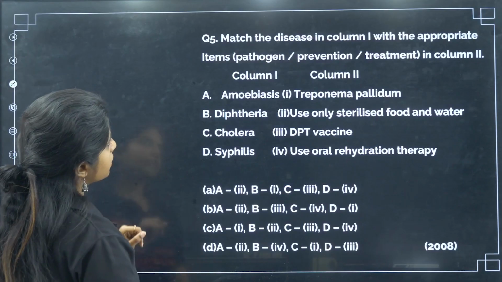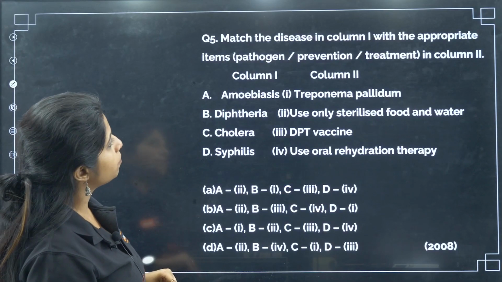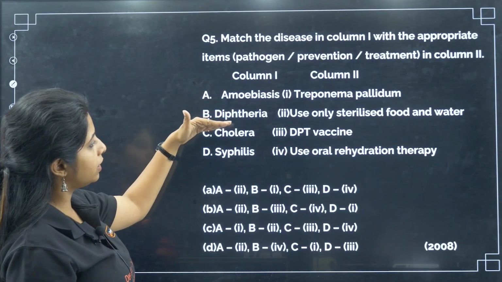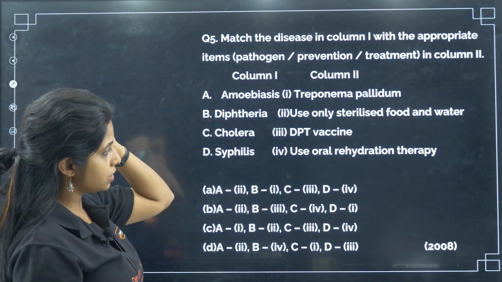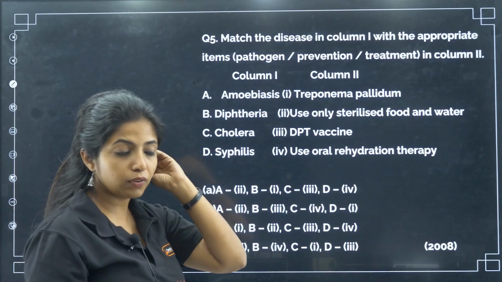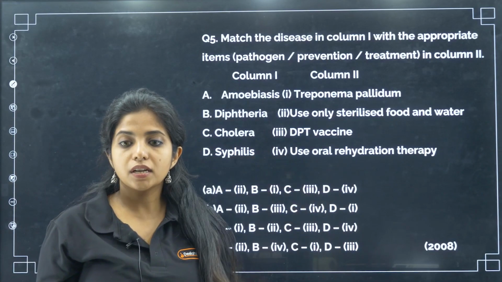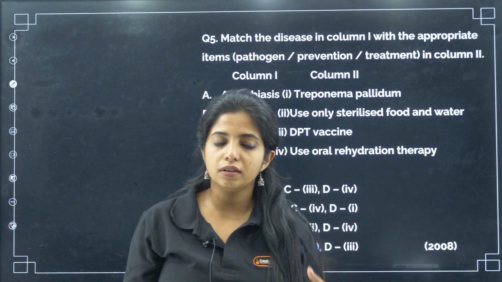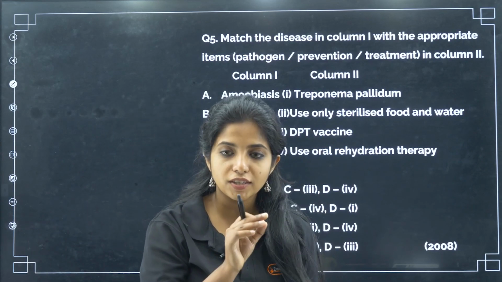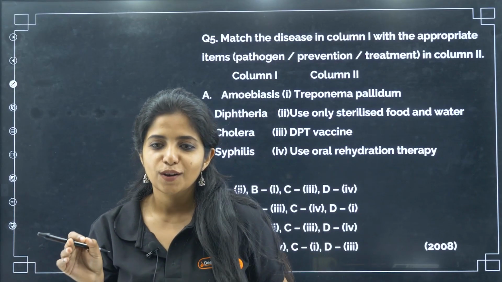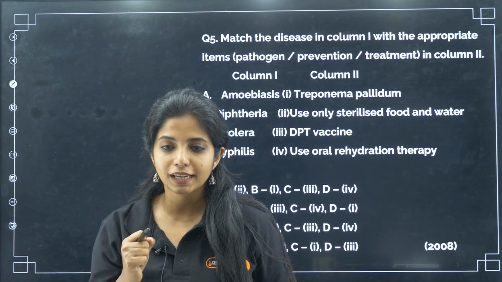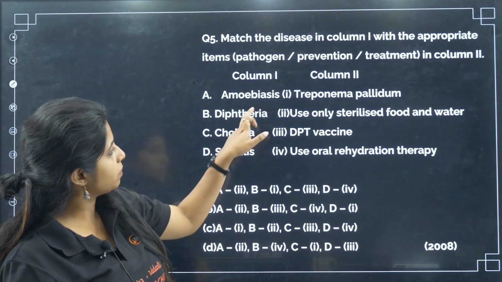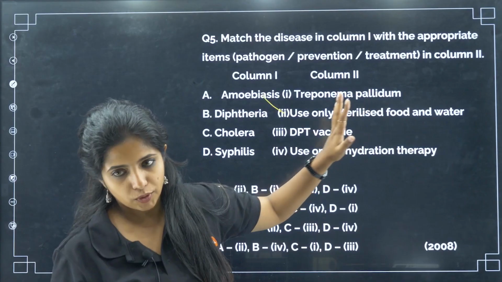C. Next, match the disease in column 1 with the appropriate items, pathogen, prevention and treatment in column 2. Amoebiasis, diphtheria, cholera and syphilis. Amoebiasis, my dear children, is caused when you have contaminated food. It is occurring through the fecal-oral route. Suppose a fly comes and sits on that contaminated food, and then sits on the food, my dear children. You can get the disease, or if you do not wash your hands. So for amoebiasis, please use only sterilized food and water.